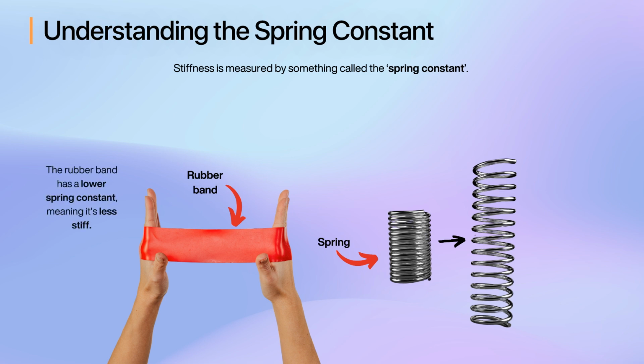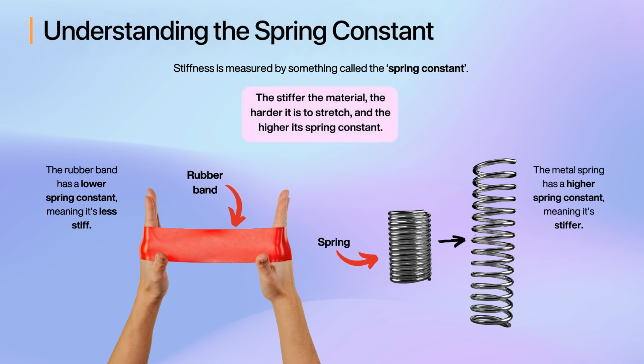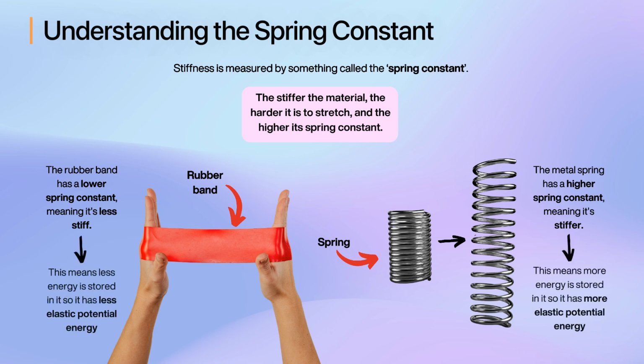The rubber band has a lower spring constant, meaning it's less stiff, while the metal spring has a higher spring constant, meaning it's stiffer. So, the stiffer the material, the harder it is to stretch, and the higher its spring constant. As it takes you more effort to stretch the stiffer spring, this means more energy is stored in it, so it has more elastic potential energy. We would expect the formula to show that the more a spring is stretched, the more elastic potential energy it has, and that stiffer springs, or springs with higher spring constants, store more elastic potential energy.